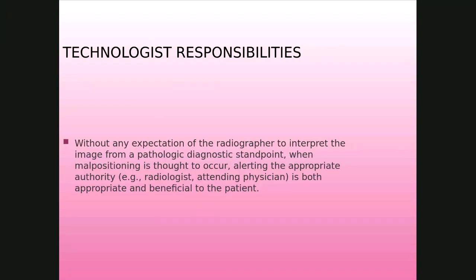But what I'm telling you is that with any line or any tube, notice it says, without any expectation of the radiographer to interpret the image from a pathologic diagnostic standpoint, when malpositioning is thought to have occurred, alerting the appropriate authority, whether it's the radiologist, the attending physician, respiratory therapist, whoever placed it, is not only appropriate, but beneficial to the patient because you're not diagnosing anything. You're simply saying that I've done this long enough to know where the line should be, and the line is not where it should be.